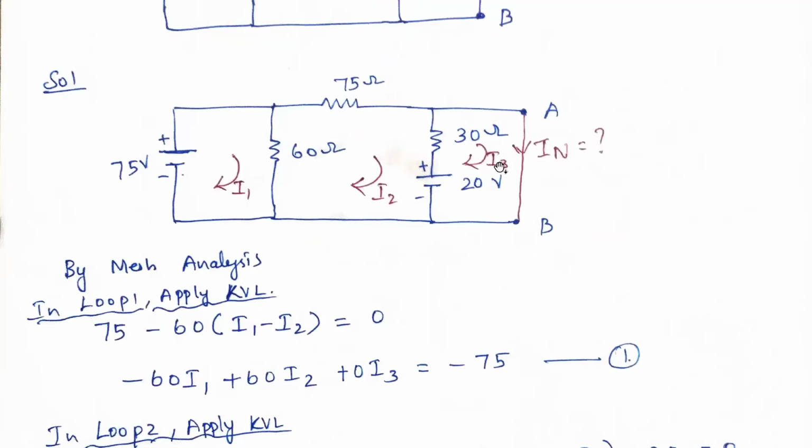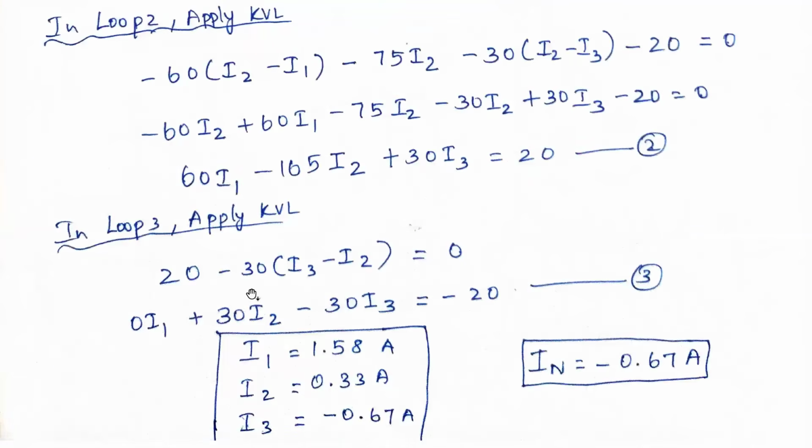Now apply KVL in loop number 3. In loop number 3, the current through this is I3 or otherwise IN. Either you can take I3 or IN, both are the same. Here the current is flowing from minus to plus, so it is a rise, and a rise is positive. So 20, and again the resistance is a drop, so 20 minus 30 into (I3 minus I2) is equal to 0. Further simplifying, there is no I1 term, so we get 0 I1 plus 30 I2 minus 30 I3 is equal to minus 20. Take this as equation number 3.